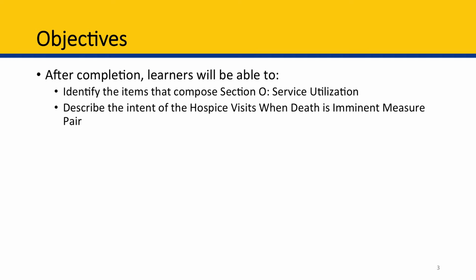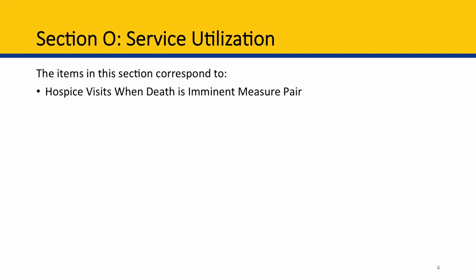After completing this module, learners will be able to identify the items that compose Section O, Service Utilization, describe the intent of the measure, and describe the quality measure calculations using Section O data. Items in this section correspond to the hospice visits when death is imminent measure pair.